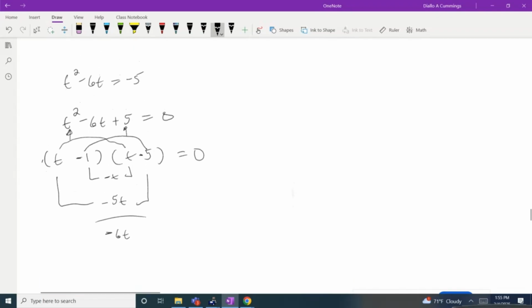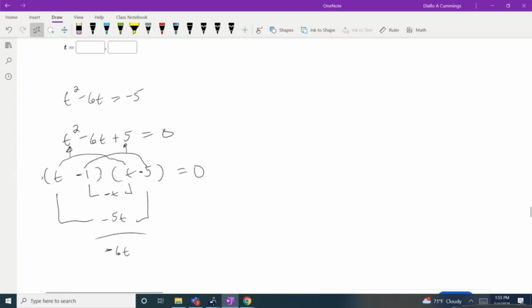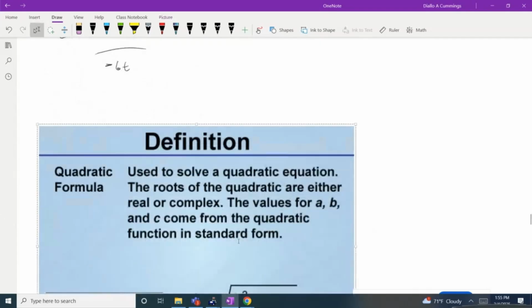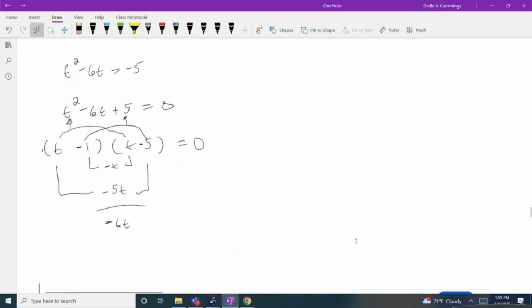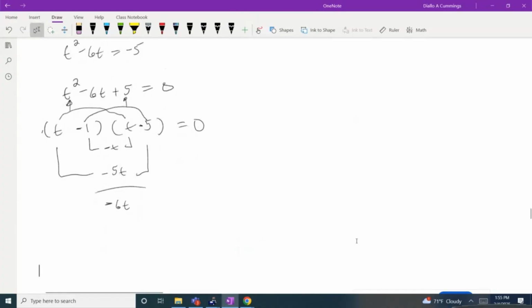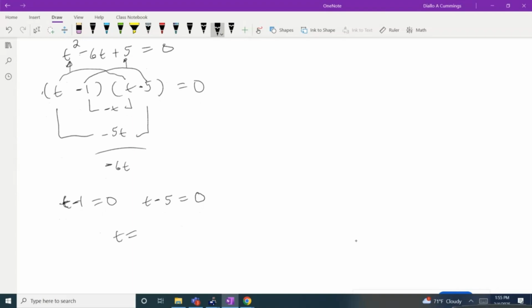So now that we have the correct factorization, I can take each factor and set it equal to 0. So that's t minus 1 equal to 0, and I can set t minus 5 equal to 0. And if I solve, I get t is equal to positive 1 and positive 5.